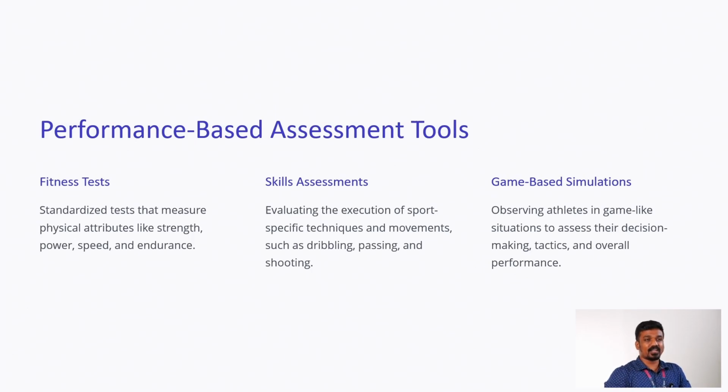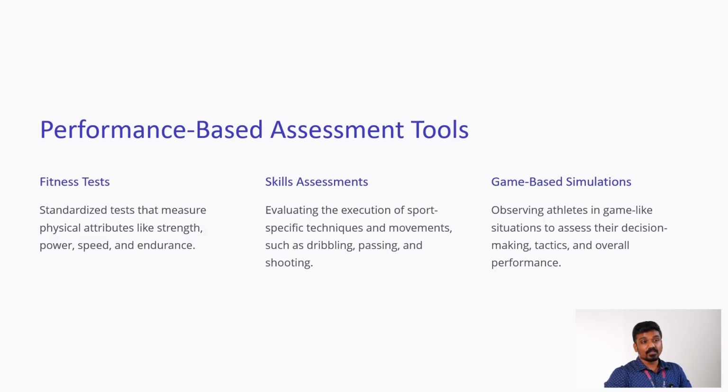These tests are designed to measure physical attributes such as strength, power, and endurance. Common examples include the vertical jump test for power, a 1 mile run for cardiovascular endurance, and a bench press 1 rep max for upper body strength. These tests give you quantitative data to assess how an athlete performs in those specific domains.